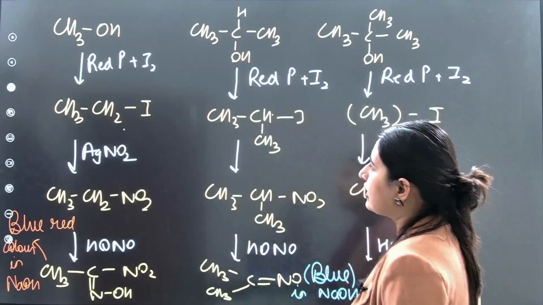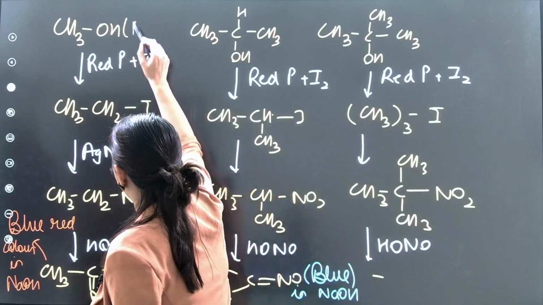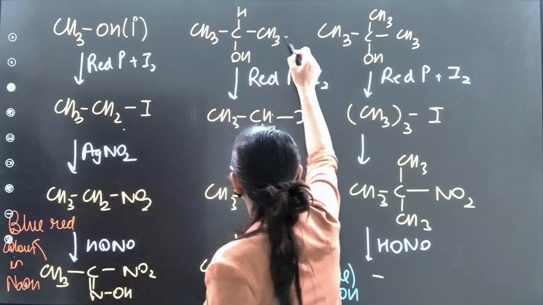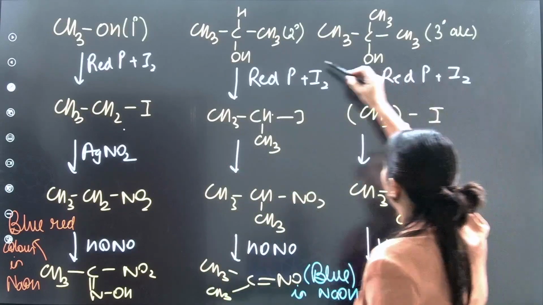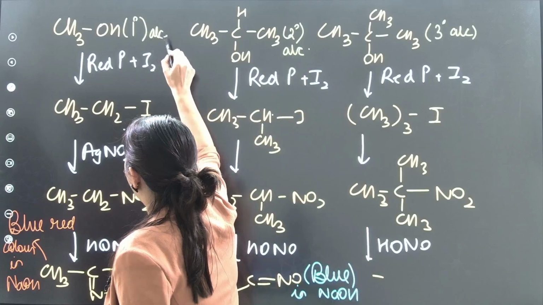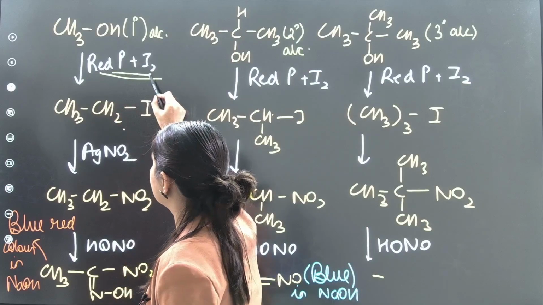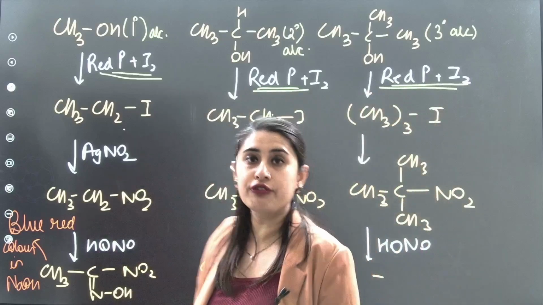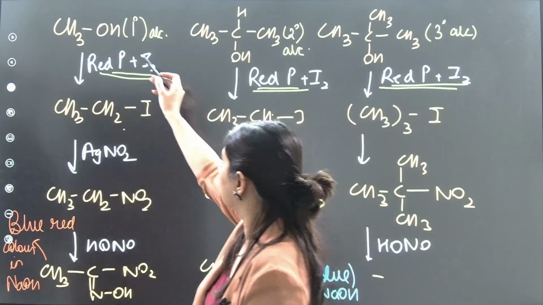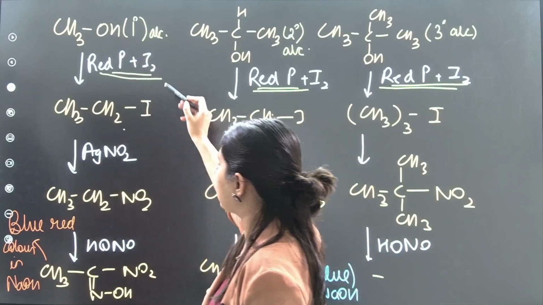Okay, so you can see that to understand the Victor-Meyer test, we have a 1 degree, a 2 degree, and a 3 degree alcohol. Now if you add red phosphorus in the presence of I2 to it, you know what will happen? The nucleophilic substitution will happen. The OH will be replaced by I minus.